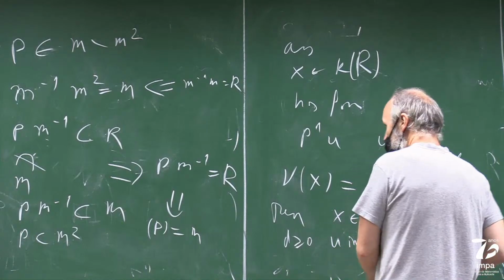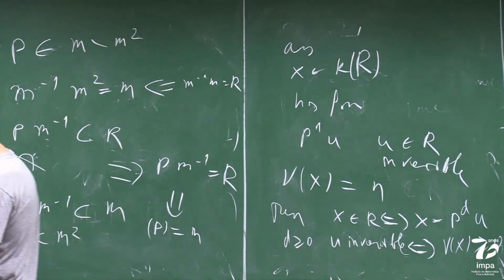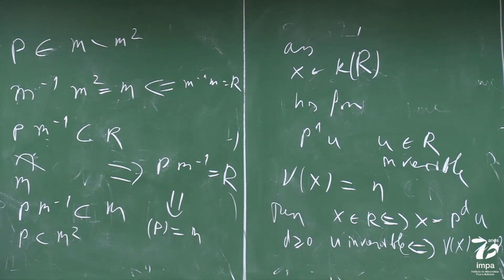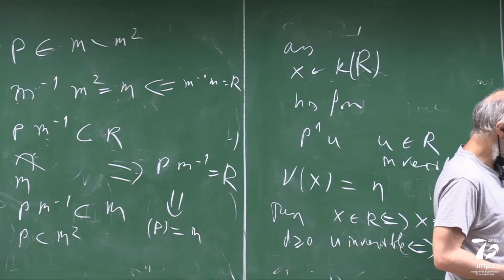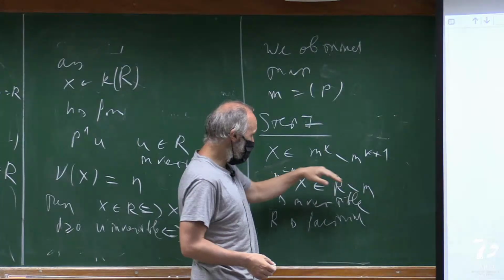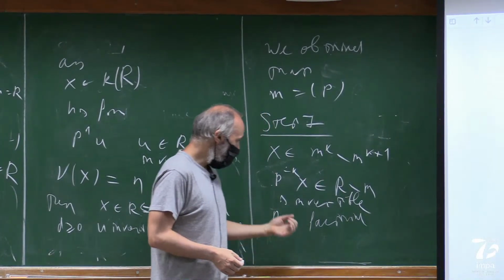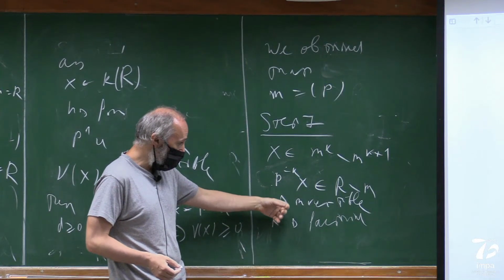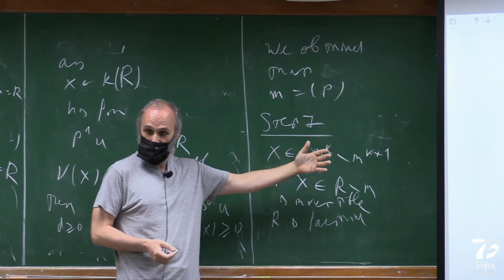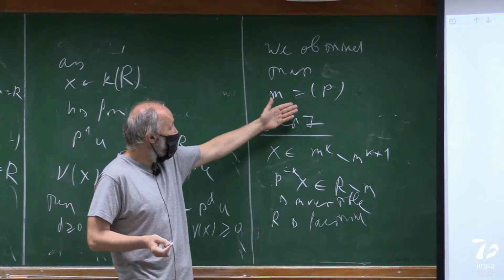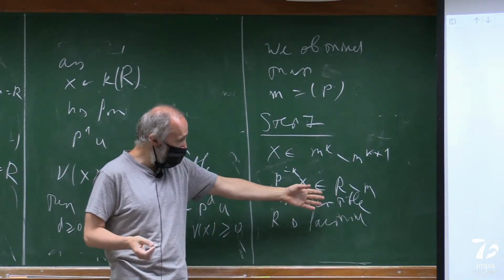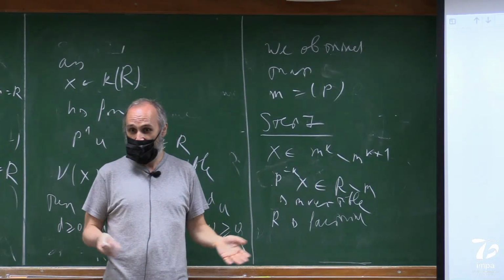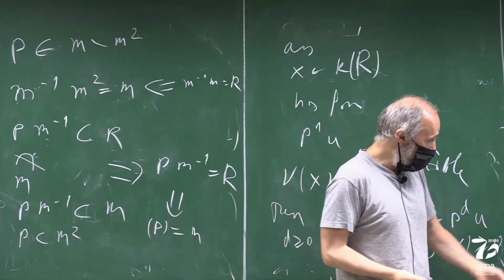Now, first we notice that if you have some other element in R, you can always choose it in M power k without M power k plus 1. Then it decomposes into a product of some power of p and something invertible. The same is true for any element in the field of fractions of R. So R is factorial with the only prime element, P.